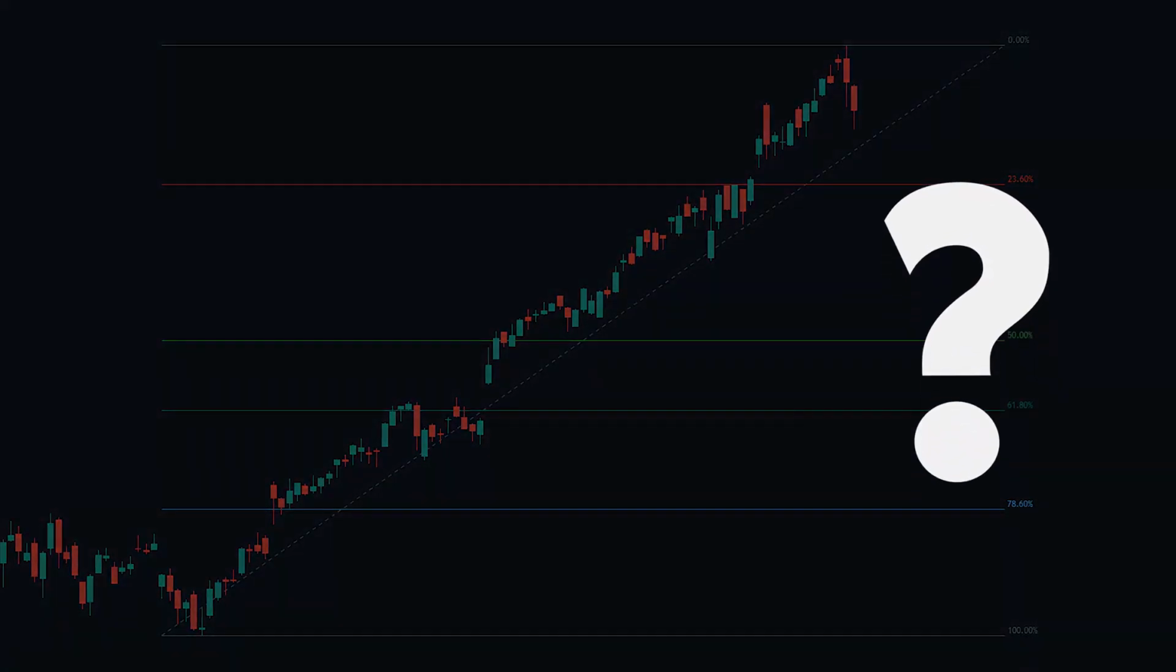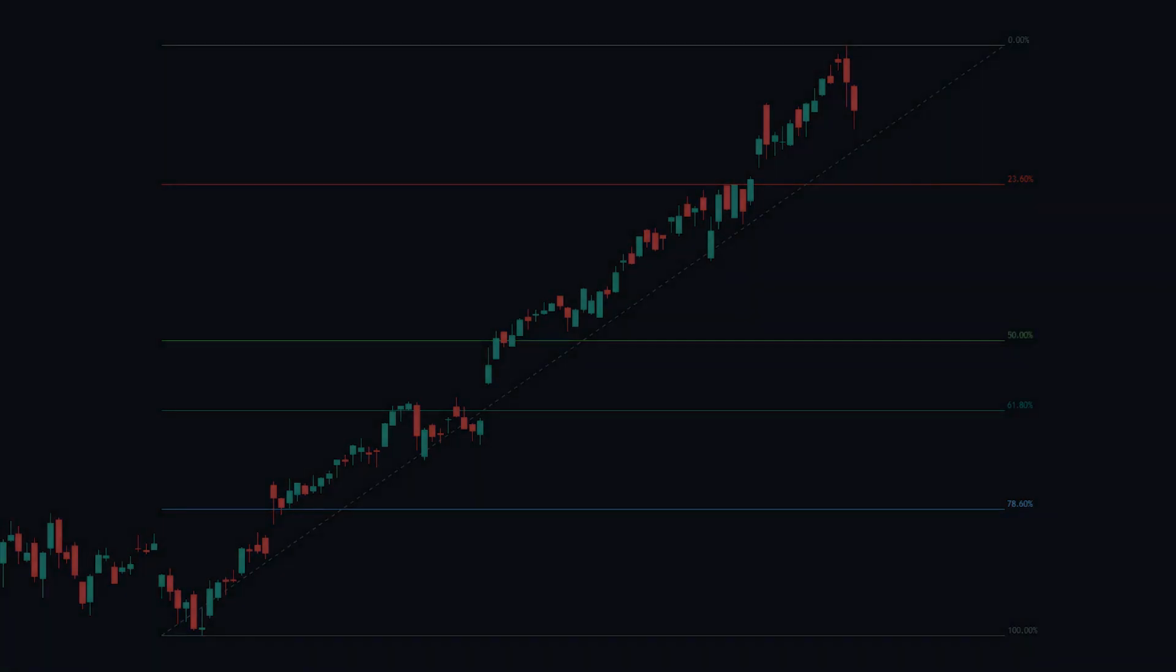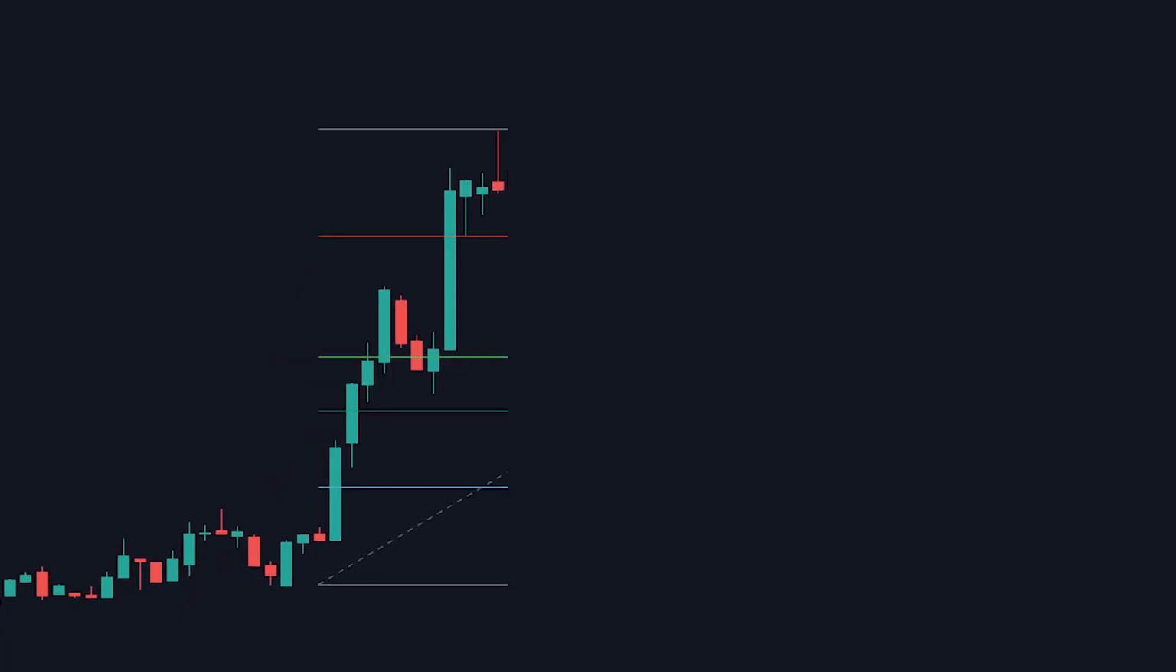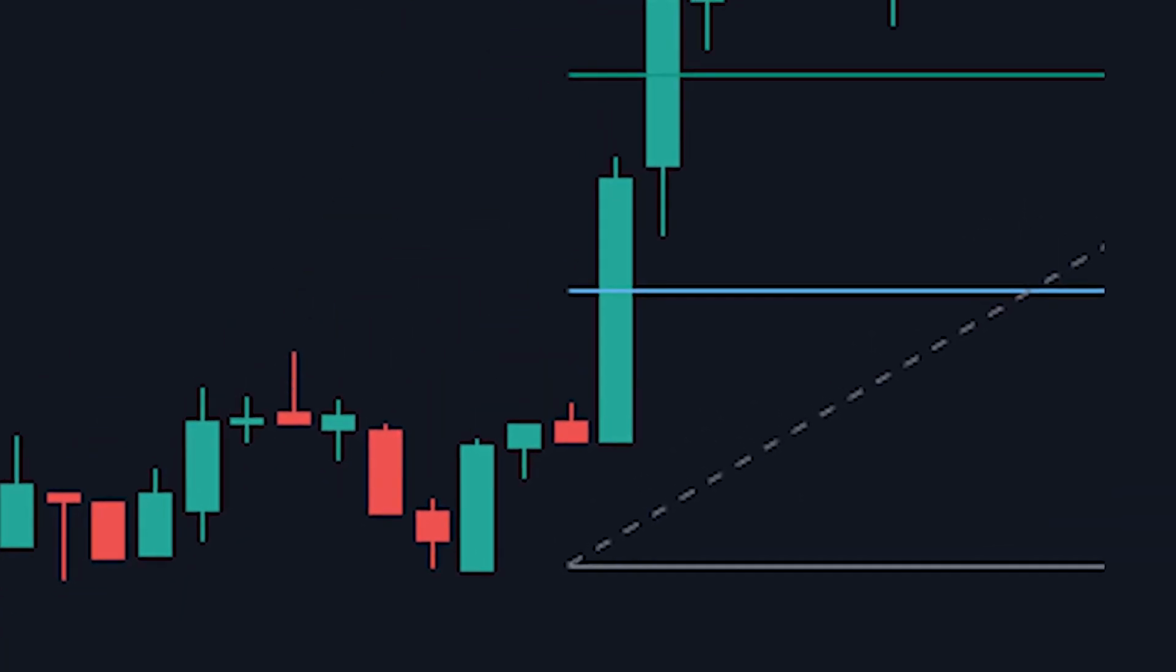How do you know which level the price will reverse at? Well, how about I show you an example? So here we found a clear trend upwards. We identified the swing low and the swing high of the trend. Next, we select our Fibonacci retracement tool and we dragged from the swing low's wick to the swing high's wick. Next, we see what price does.